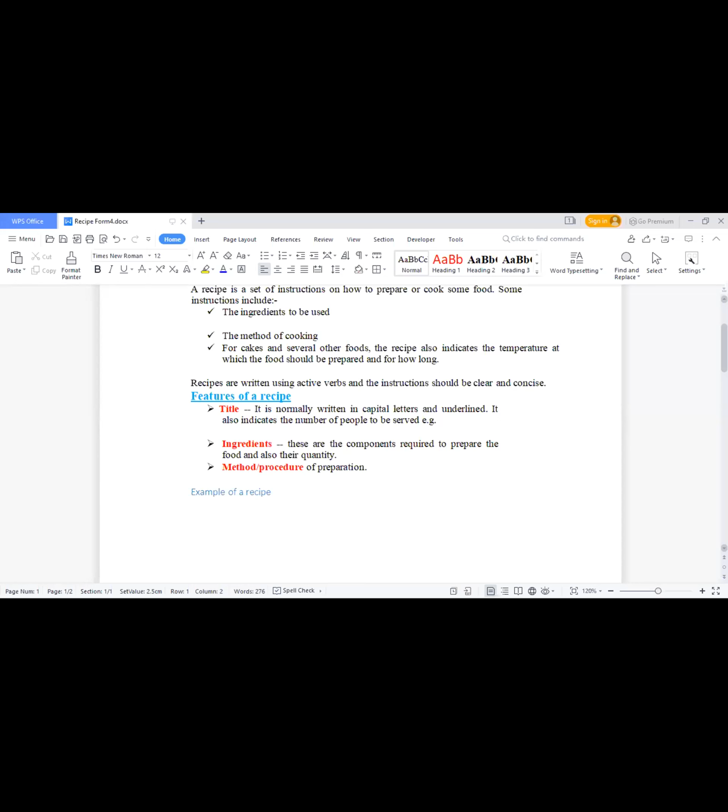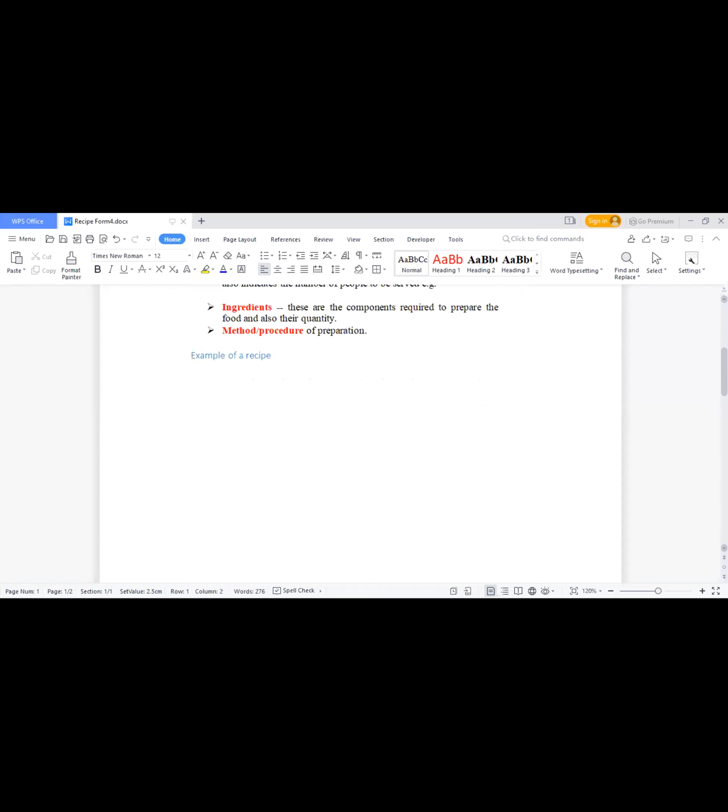Then lastly, you're also supposed to mention the time that it's going to take you to prepare that meal, okay? Yes. So below is an example of a recipe.